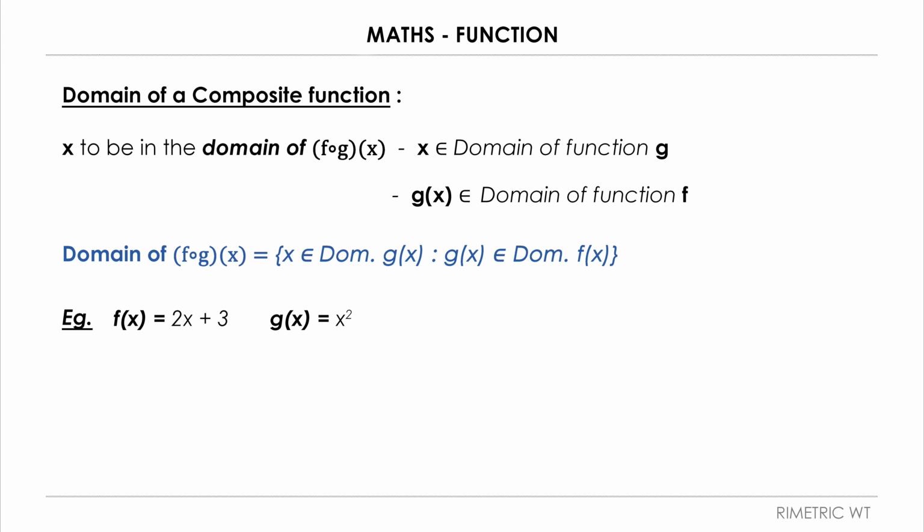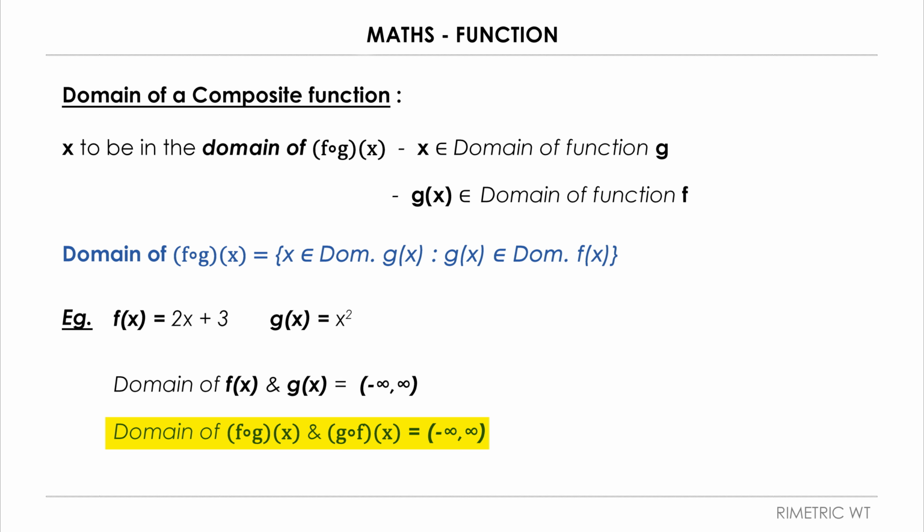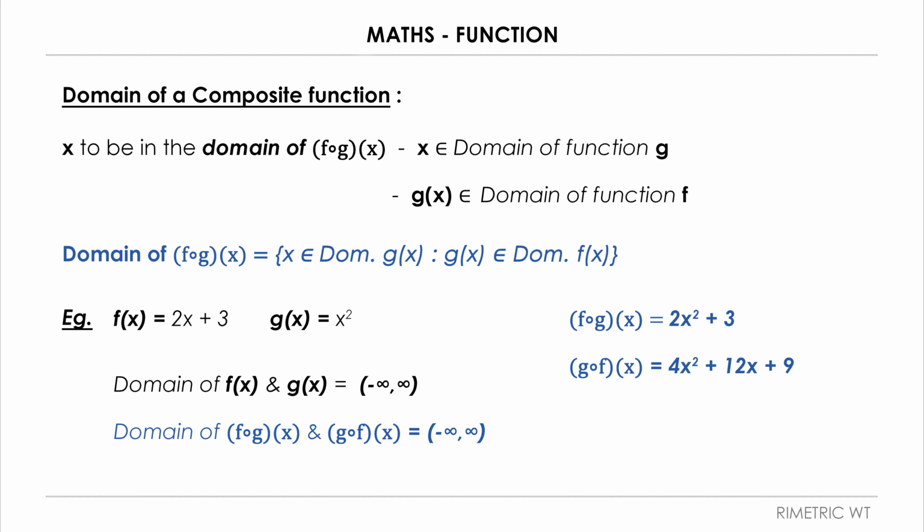For our second example, both functions, which are linear and quadratic, have the set of all real numbers as their domains. Therefore, the domain of their composite functions, whether it is f composed with g or g composed with f, are also the set of all real numbers. In this example, both composite functions are quadratic functions, and we know that the domain of a quadratic function is always the set of all real numbers.